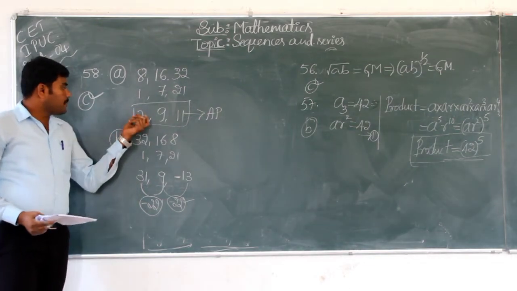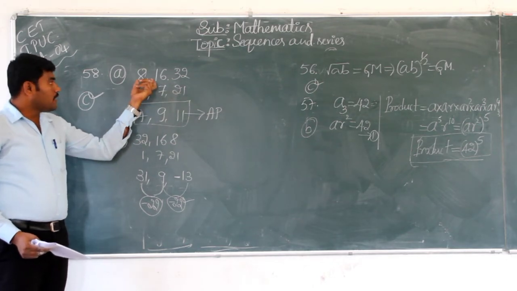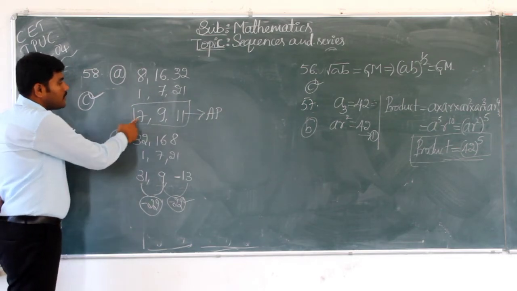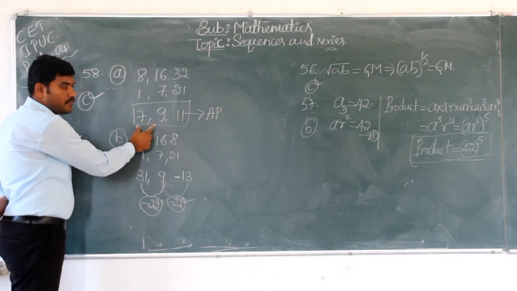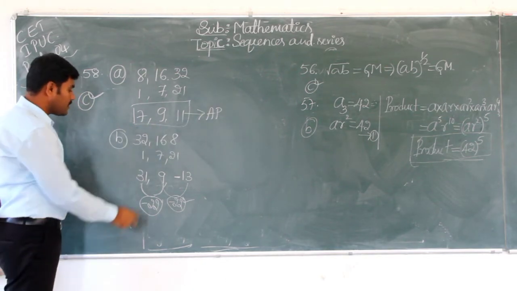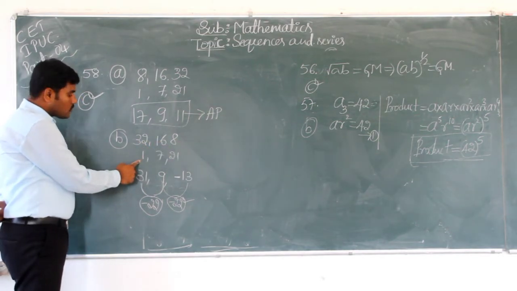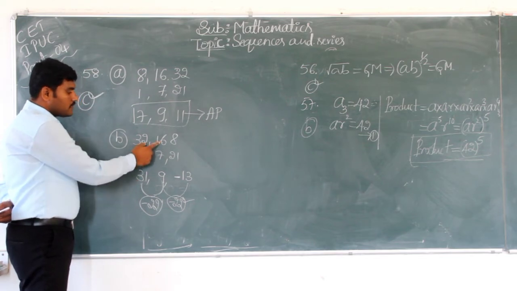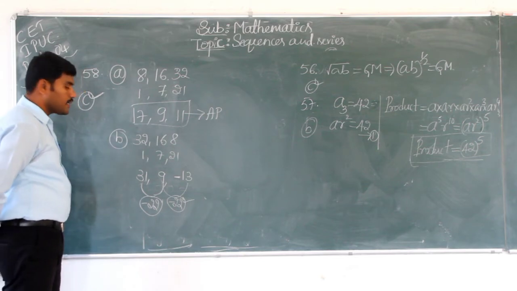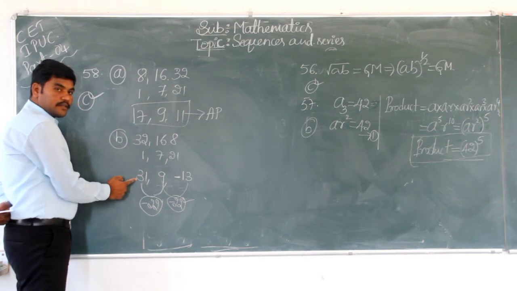Then subtract the given numbers. The given numbers are 1, 7, 21, and then 8, 16, 32. First subtract: 7, 9, 11. The difference is the same, which represents an arithmetic progression. Last: 32, 16, 8. See, the order differences: 32 minus 1 is 31, 16 minus 7 is 9, 8 minus 21 is minus 13.